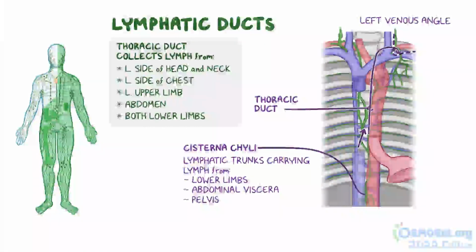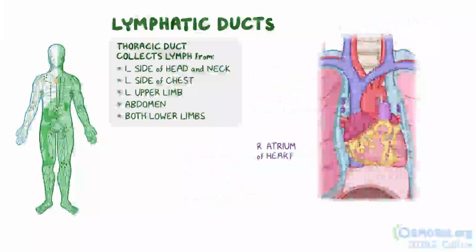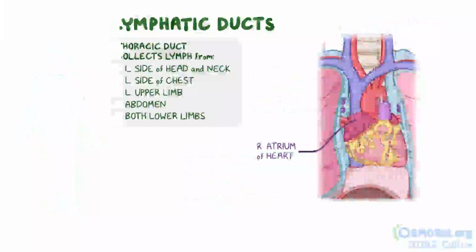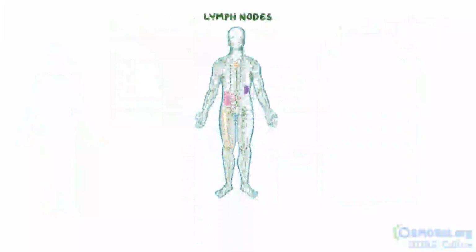Now mixed with the blood, the contents of the lymph from the right lymphatic duct and the thoracic duct drain into the superior vena cava to reach the right atrium of the heart. Now, as lymph travels through lymphatic vessels, it encounters lymph nodes which filter the lymph and check to see if there are any foreign invaders the body needs to attack.